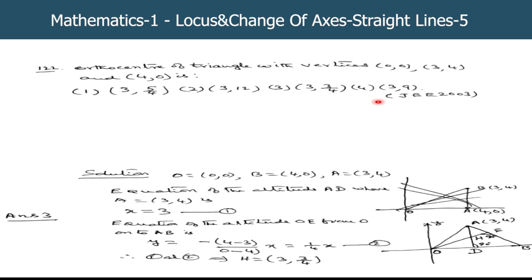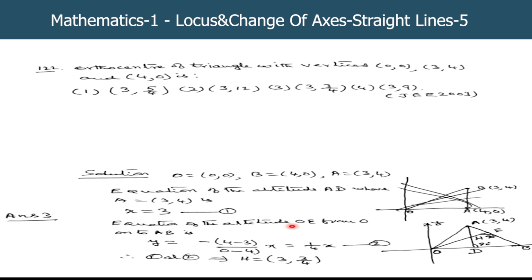The orthocenter of a triangle with vertices (0, 0), (3, 4) and (4, 0) is: 1) (3, 5 by 4), 2) (3, 12), 3) (3, 3 by 4), 4) (3, 9). So this is JEE 2003. Now you take the points. Equation of the altitude AD, where A is (3, 4), is x is equal to 3. x is equal to 3.